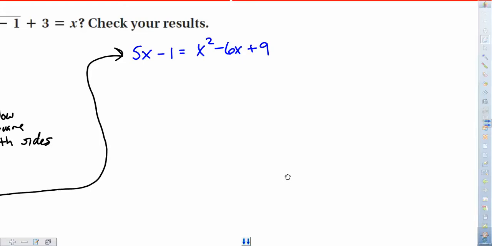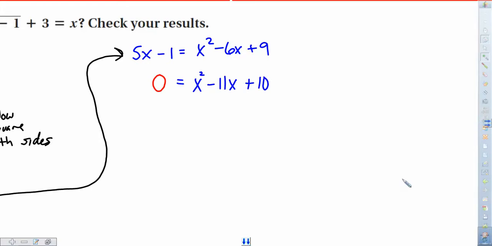Now, we have a quadratic. Your next move when you have a quadratic, got to set it equal to 0, right? So the two steps that we are going to do here is let's go ahead and subtract 5x from both sides. And then in one quick deft move, let's add 1 to that positive 9 there as well. So when we do that, take a look at what we get.